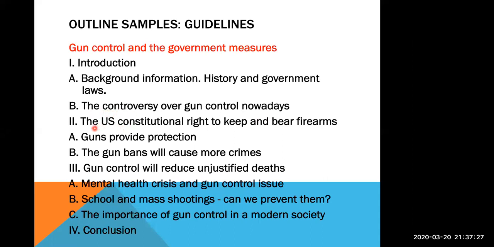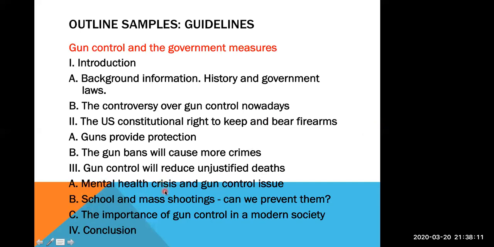In the second major heading, the researcher shows us the US constitutional right to keep and bear firearms. He talks about guns, how guns provide protection for the individual, and how bans will cause more crimes. So he tries to defend gun allowance or permission, you see? And in the third part, he talked about gun reduction, how gun control will reduce unjustified death, you know? So he provided us with the 3 major subheadings that support his argument.